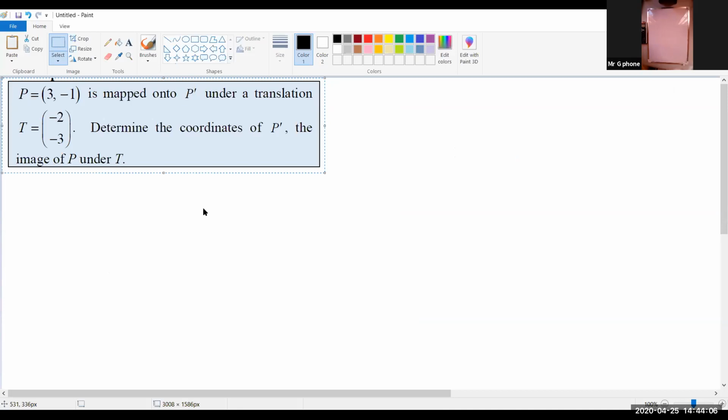To solve a question like this, it will be the object plus the transformation, which is T, which is equal to the image, which is, in this case, P1. Everybody okay?